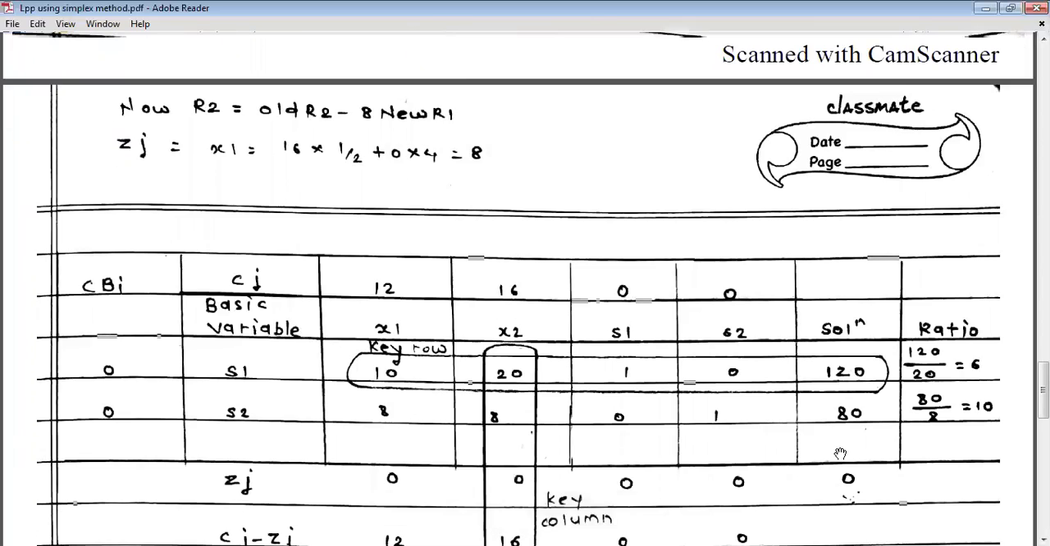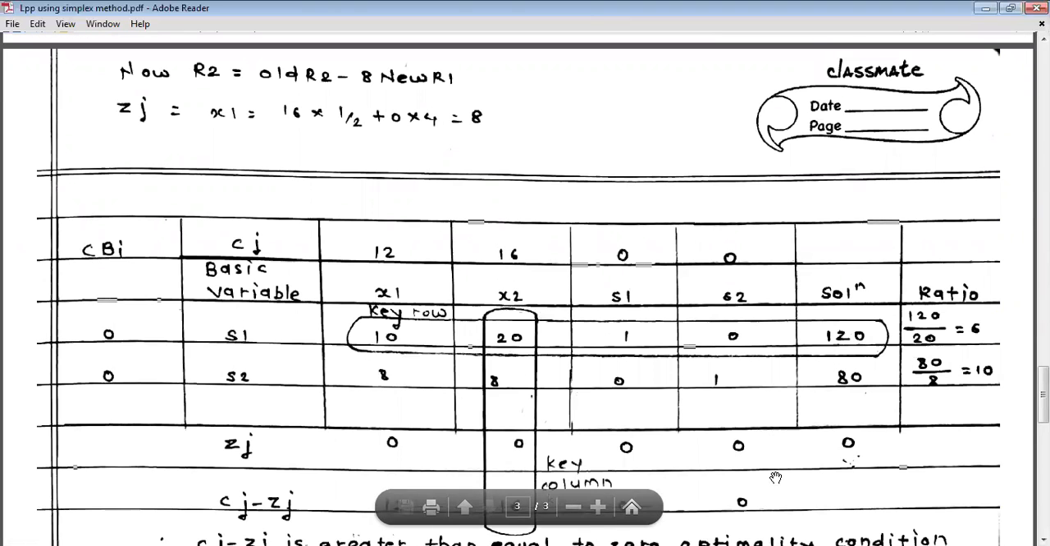Okay, so after this, step number 3, you need to calculate the values of Zj. Now, Zj is nothing but, first you need to take the product of CB into the x1 column values, that is 0 into 10 plus 0 into 8, that is going to be 0. Again, for the x2 column, 0 into 20 plus 0 into 8, that is again 0. Similarly, 0 into 1 plus 0 into 0, that is again 0. 0 into 0 plus 0 into 1, that is again 0. So by default, you'll be getting all the values as 0 for the first simplex table.